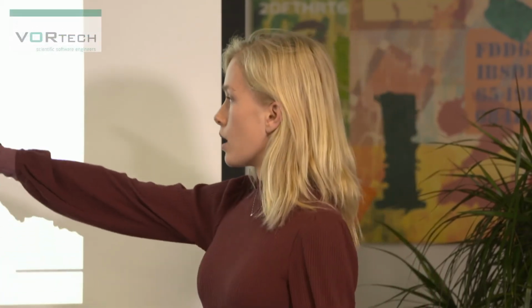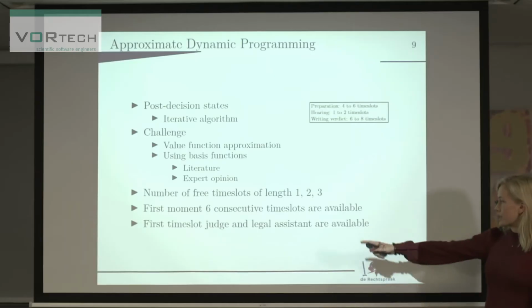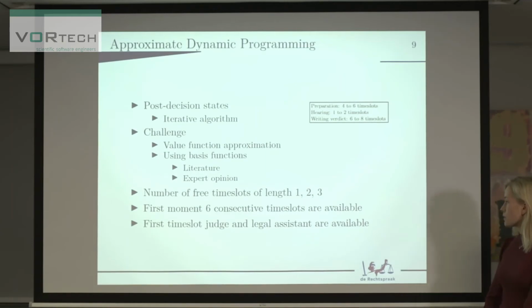So the first is the number of free time slots of length 1, 2, and 3. In those free time slots, you can only schedule a hearing, so you want to have not as many of them. Another basis function is the first moment 6 consecutive time slots are available, since that is the moment a preparation can take place. And as the preparation has to take place before the hearing and the writing of the verdict, we want to have this first moment as soon as possible.